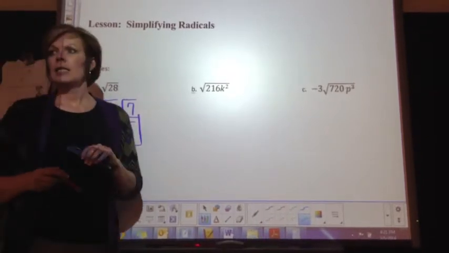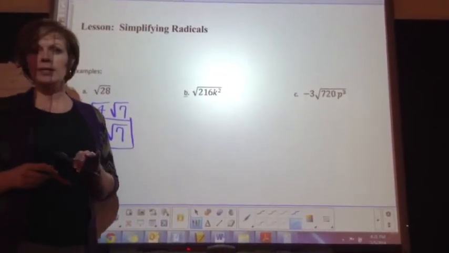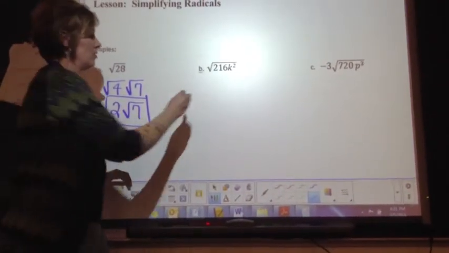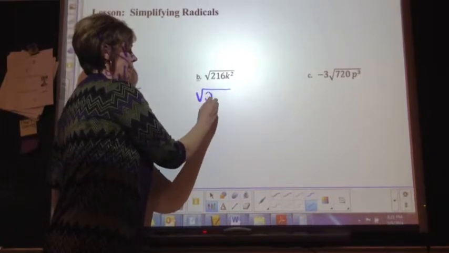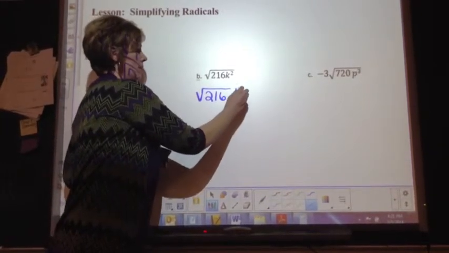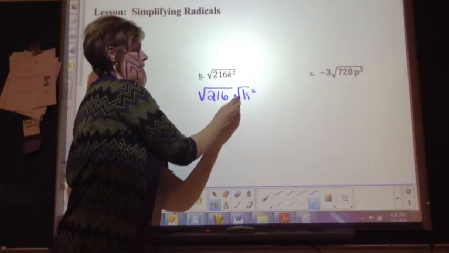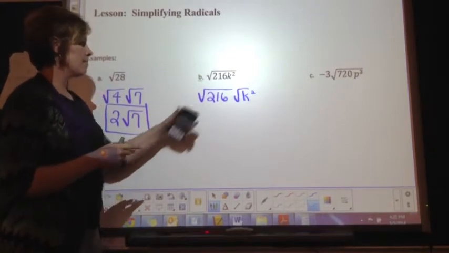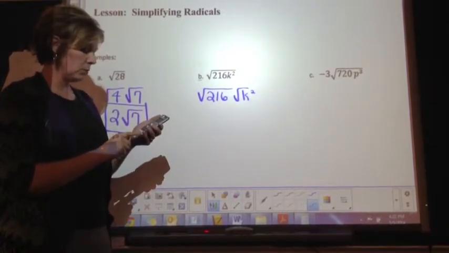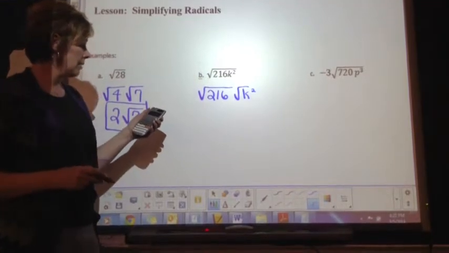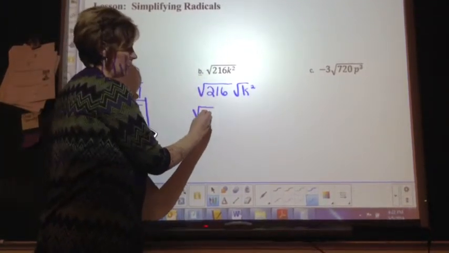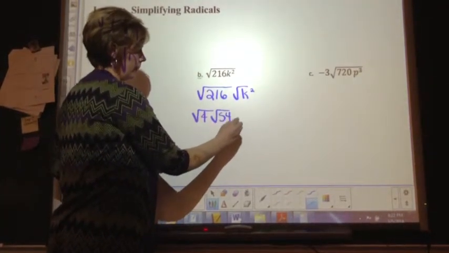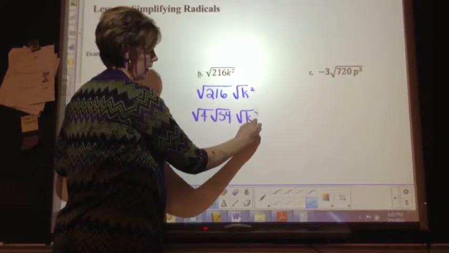Okay? The second example, I have the square root of 216 k squared. So I'm going to break this up first of all as the square root of 216 times the square root of k squared. This is probably one of the first examples that we've done that has a variable inside of it. Let's see, I know 216 is definitely divisible by 4, so let's just try that. So 216 divided by 4, that's the same thing as the square root of 4 times the square root of 54, and then I have the square root of k squared.